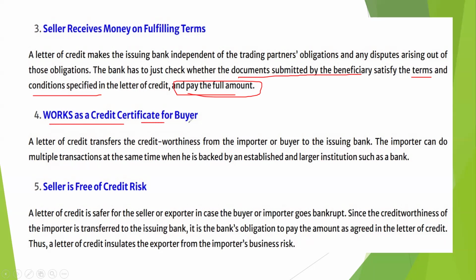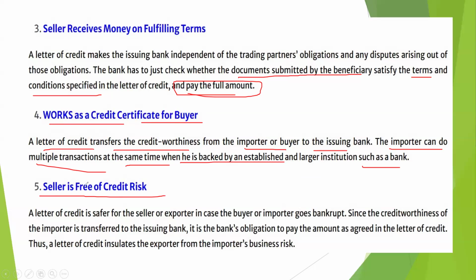It works as a credit certificate for a buyer. A letter of credit transfers the creditworthiness from the importer or buyer to the issuing bank. The importer can do multiple transactions at the same time when he is backed by an established and large institution such as a bank. So the seller is free of credit risk. So here, if a person is opening a letter of credit, it is safer for the seller or exporter in case the buyer or importer goes bankrupt, since the creditworthiness of the importer is transferred to the issuing bank.